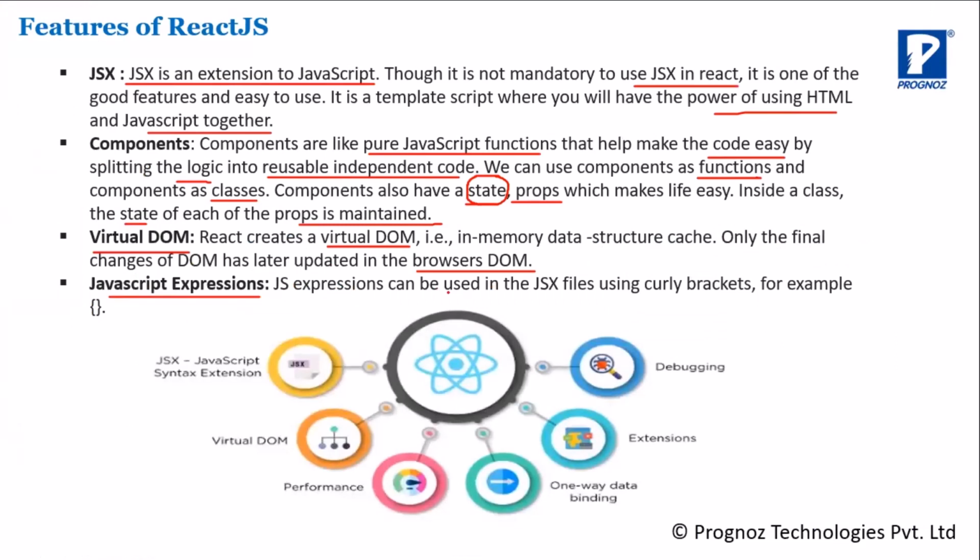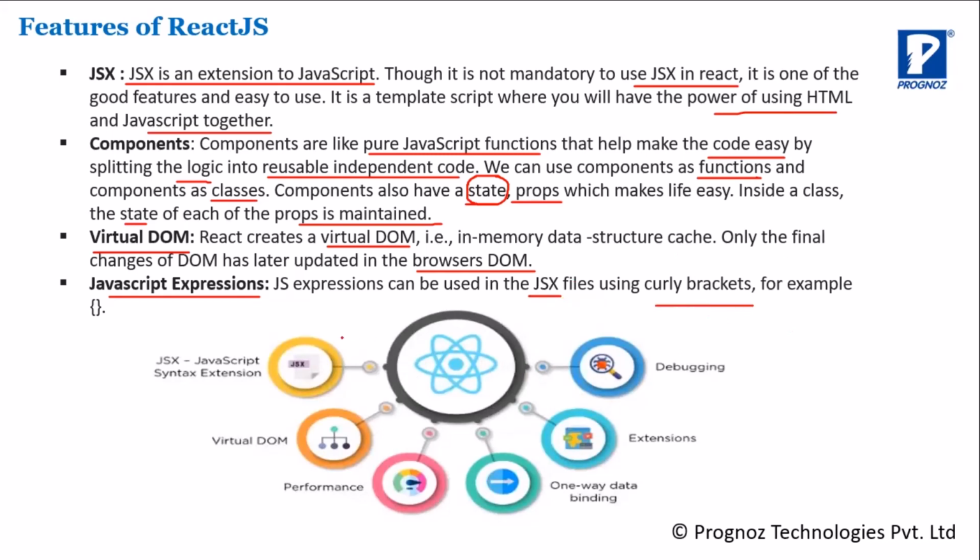So a JavaScript expression can be used under which file? A .jsx file, not a JS file. Inside the JSX file, we can use it basically. Mostly whenever we are creating a JSX file extension, then we use curly brackets.